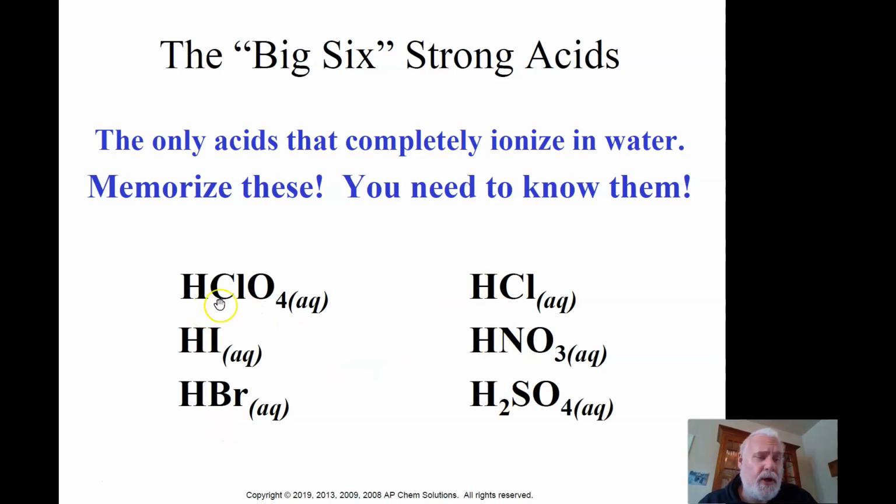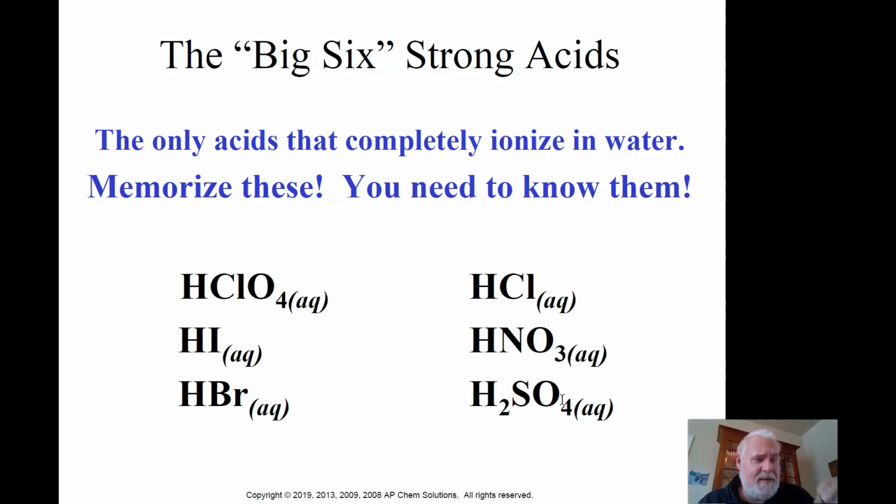This is perchloric acid. This is the perchlorate anion, perchloric acid, hydroiodic acid, hydrobromic acid, hydrochloric acid, and this is nitric acid and sulfuric acid. I think knowing the names and the structures of both of those would be important. So rewind that a little bit, write those names down if you didn't get that this time through.